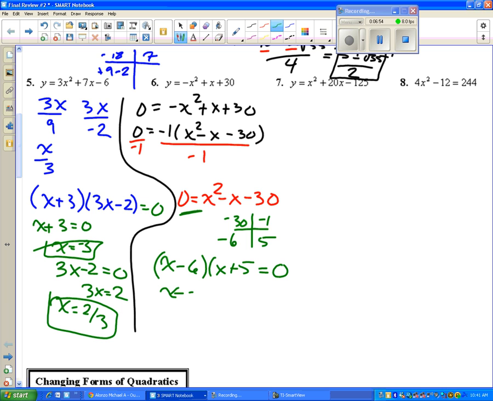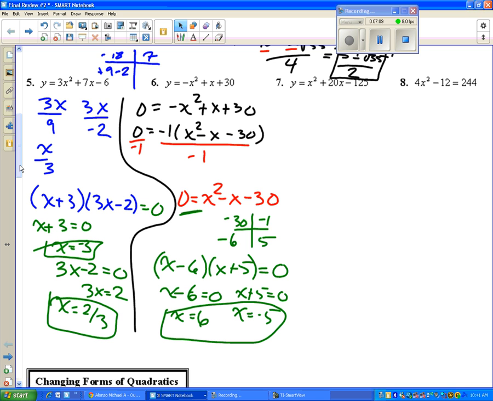So x minus 6 is equal to 0. So x is equal to 6. Or x plus 5 is equal to 0. Subtract 5 from both sides. X equals negative 5. Those are my two answers. Number 7.